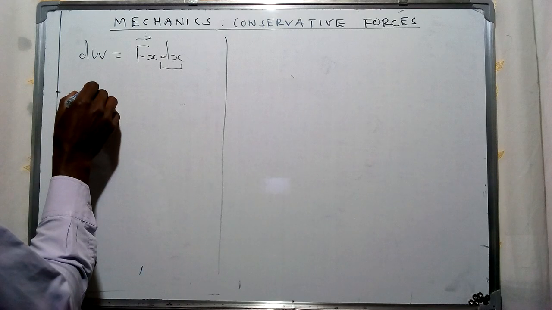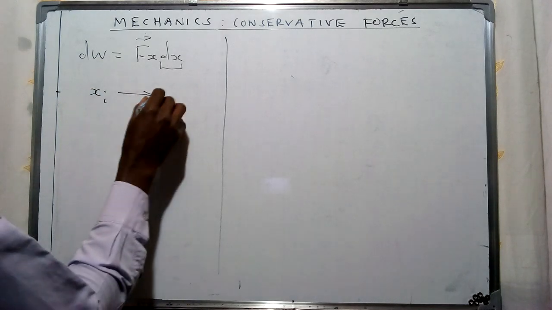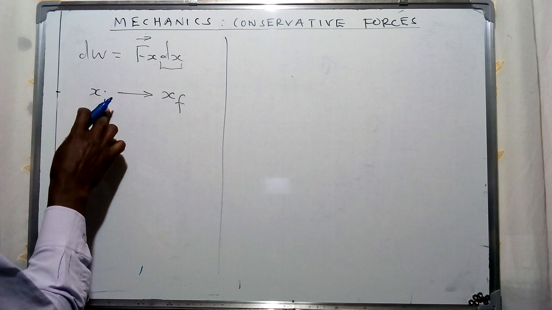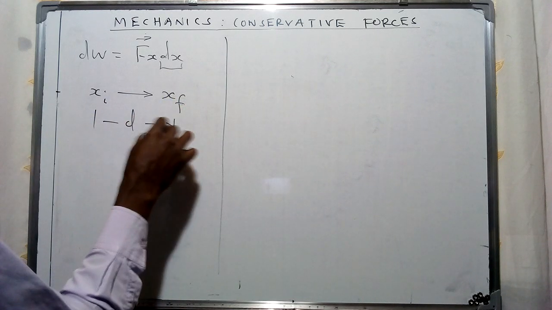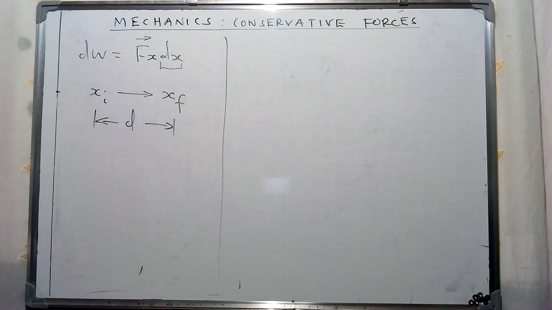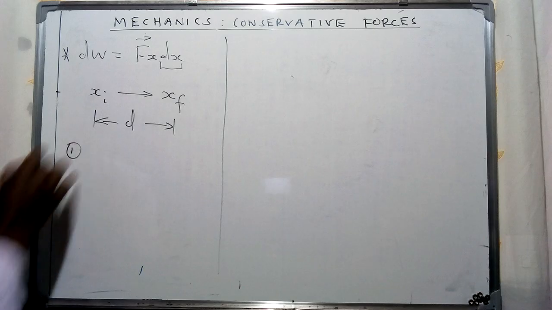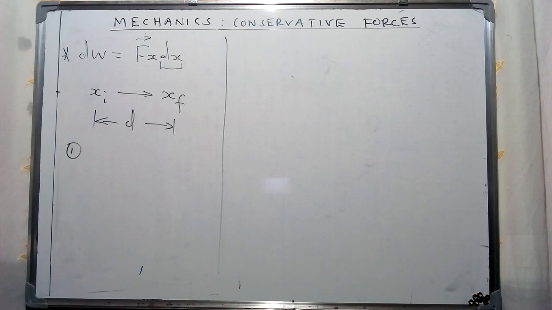Now, if we consider an object that is going to move from an initial point to the final point, given as x initial to x final, we're going to consider the displacement d from this specific illustration. Now, there are two special properties which we are going to consider for conservative forces, whereby the work done on a particle moving between 2 points is independent of the path taken by that particle.